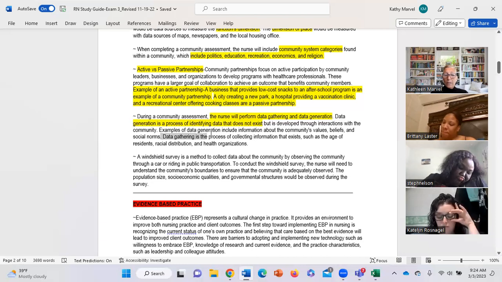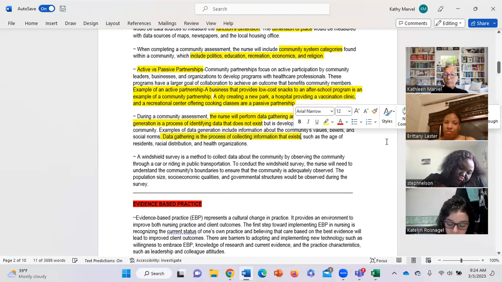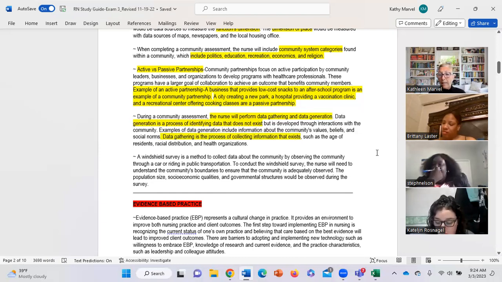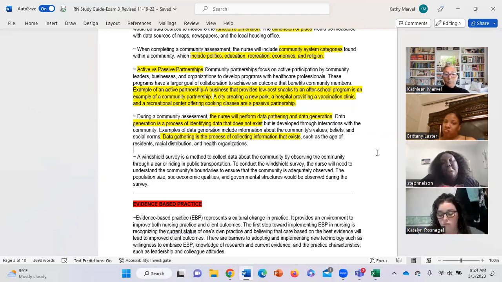Data gathering is collecting information that already exists. So it's gathering versus generation. Gathering, gather it all up. You already have it. What might you be looking for? Well, maybe the age of residents, racial distribution, health organizations. That information already exists. Make sense?